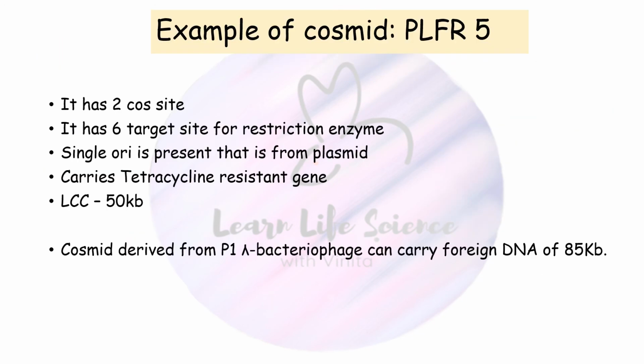As I told you, it is a very simple vector to study and learn. Talking about an example, there is a cosmid named pLFR5. You can see it has two cos sites. It has 6 target sites for restriction enzymes, meaning it has a polylinker with multiple target sites, which is beneficial for the scientist because there is a wide choice of restriction enzymes to work with. There is a single origin of replication taken from the plasmid. It carries an antibiotic resistance gene, the tetracycline resistance gene. The load carrying capacity is around 50 kb.